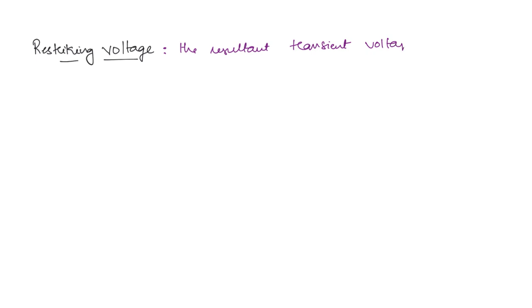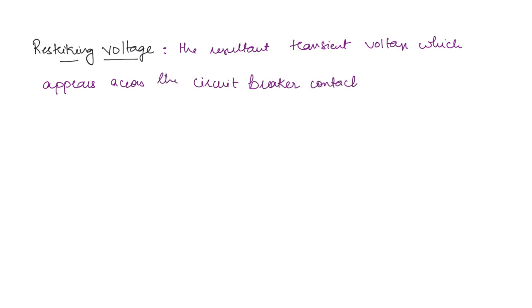Now there are a few important terms that you need to know with respect to the circuit breaker. The first one is the restriking voltage. This is the voltage that appears across the contacts when the current reaches 0, at the instant of 0 current. Okay, so you note this down. The resultant transient voltage, transient because it is not going to sustain, it is going to die out after a while. So the resultant transient voltage which appears across the circuit breaker contacts at the instant of 0 current is called the restriking voltage.